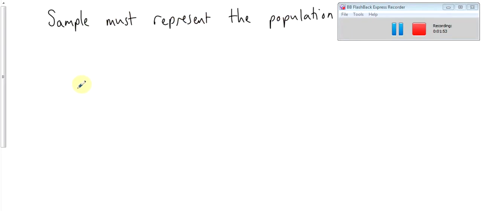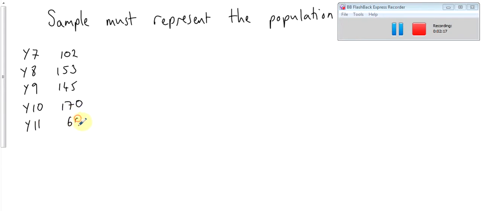Now, we're going to look at an imaginary school where in year 7 we have 102 students. In year 8 we have 153 students. In year 9 we have 145 students. In year 10 we have 170 students. And in year 11 we have 60 students.